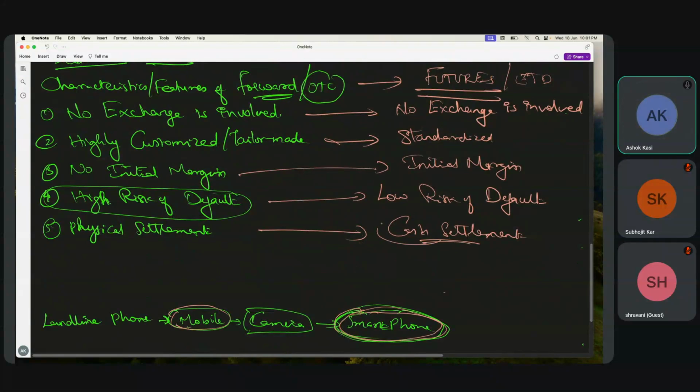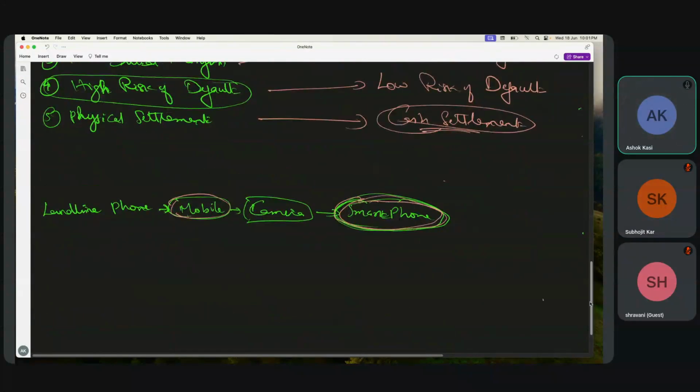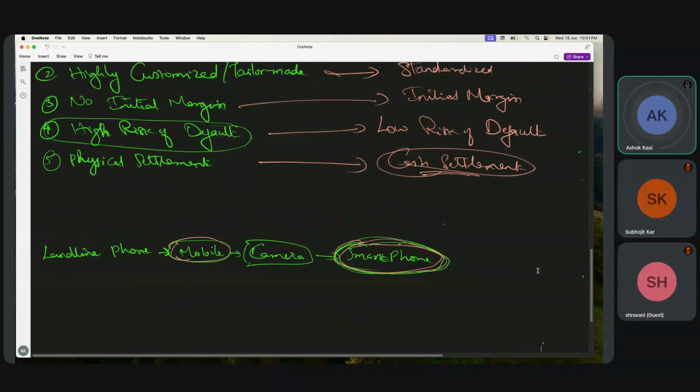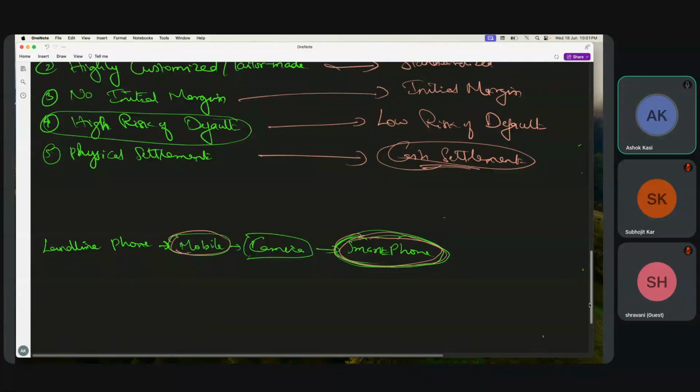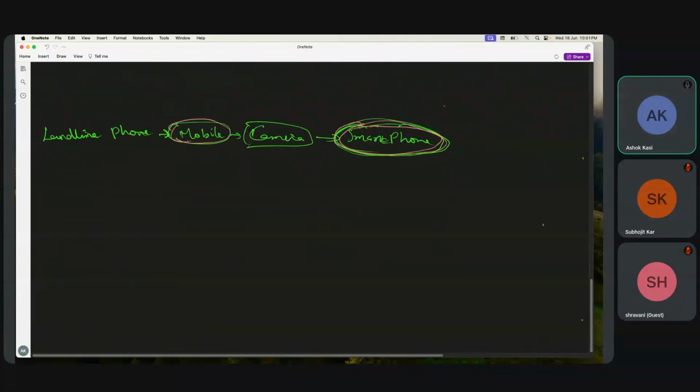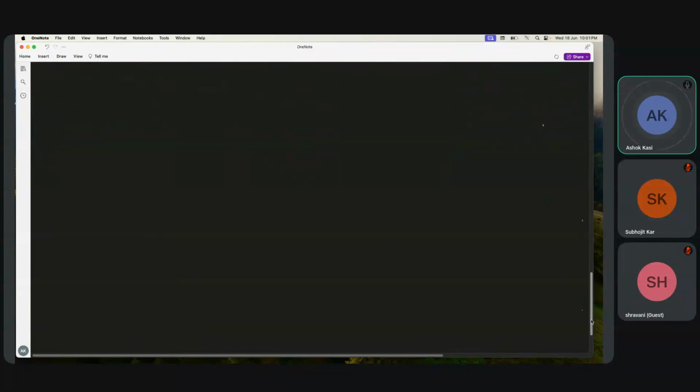So this cash settlement, let's discuss that one now. First of all, before that, why did forward come into existence? Why did forward come into existence? That means X and Y agreeing to buy gold after 3 months. Why are they agreeing to buy after 3 months?